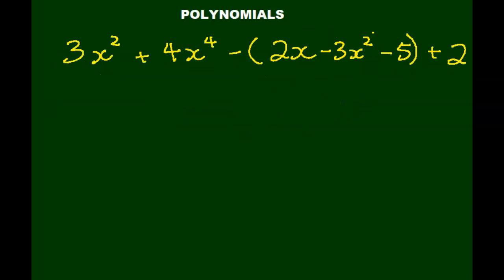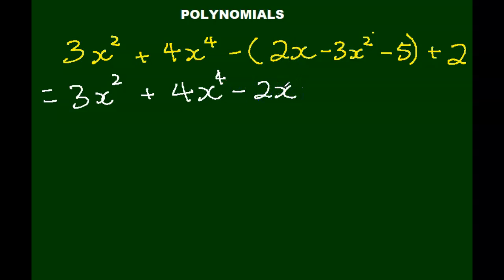Here's a final question that I want to stretch you a little bit. We have a negative that's in front of our parentheses. So before we do anything, let's get rid of our parentheses. If you recall, the negative is distributed to each of the terms in your parentheses. Negative times a positive 2x gives you a negative 2x, because negative times positive gives you a negative. Negative times negative 3x squared is a positive 3x squared. Negative times negative 5 is a positive 5. And bring down that 2.